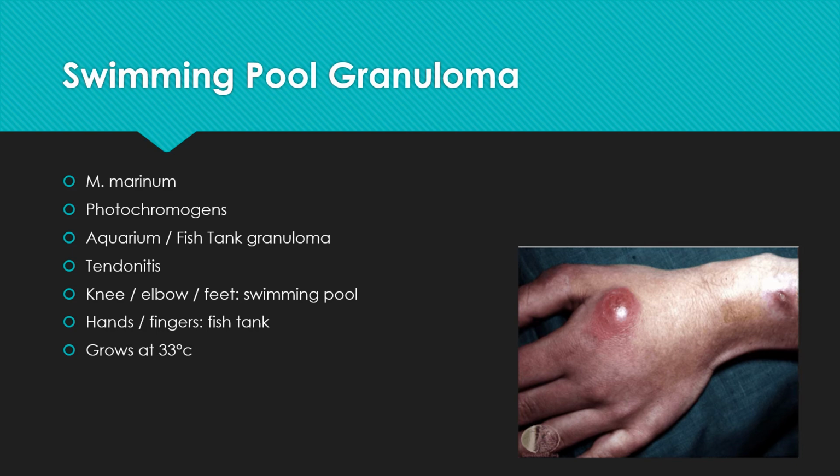Mycobacterium marinum can be grown only at 33 degrees Celsius, not at 37 degrees Celsius. And this Mycobacterium marinum enters through minor trauma, where the patient develops different papules or ulcers, that is called the swimming pool or fish tank granuloma.